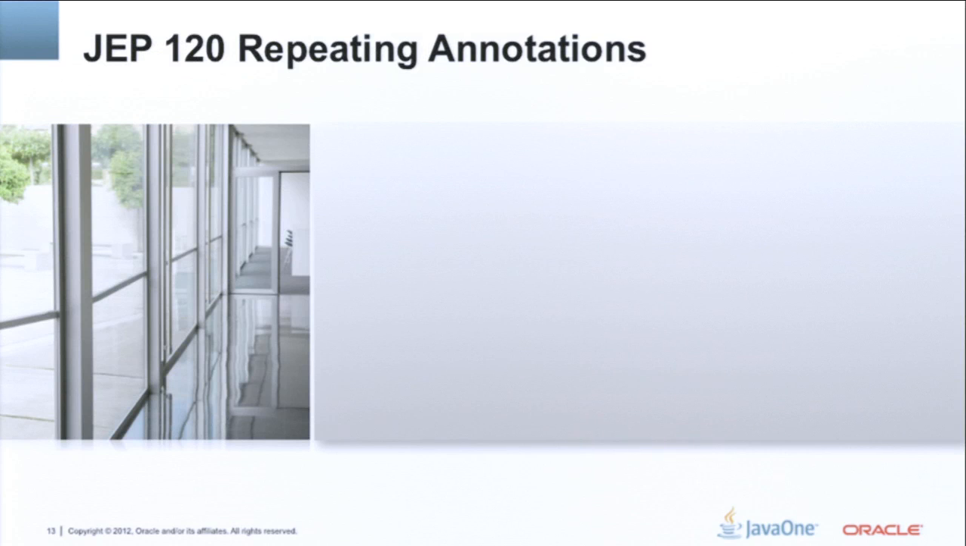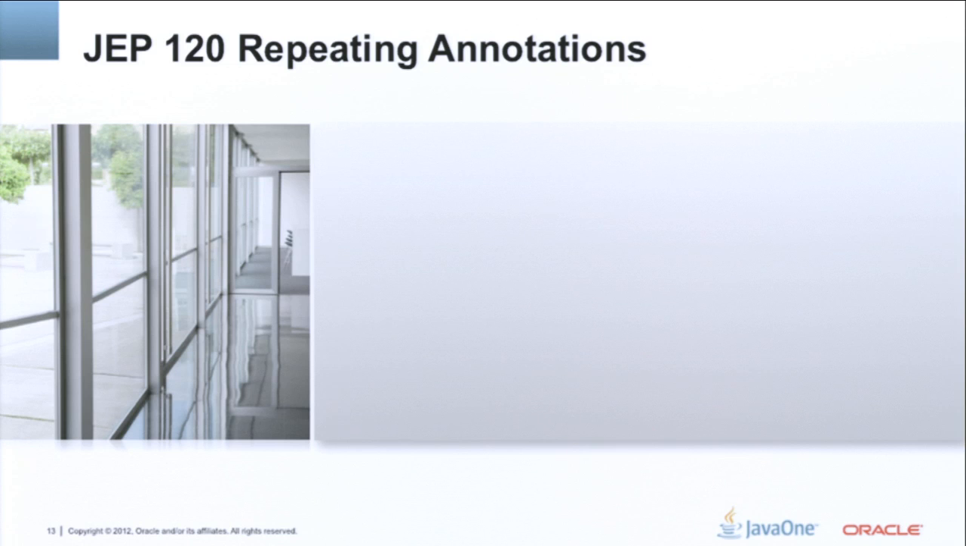And that leads me to repeating annotations. This is the second feature that we're introducing in Java 8. Type annotations has been done outside of Oracle, and I think that's a great thing as well. It's the perfect example of being able to do work in the open outside of Oracle and bring it to us and say, hey, this is cool, we want to do this, and then do it.